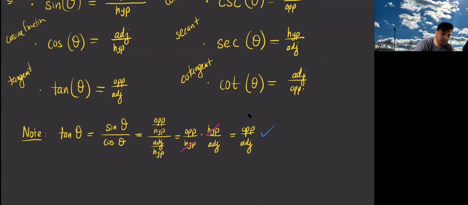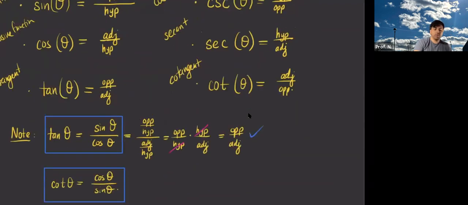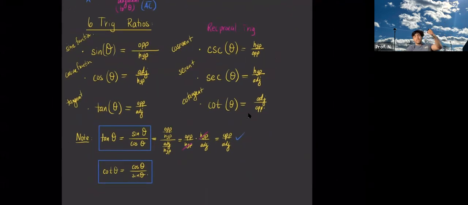So the important thing here is to also notice that tangent is the division of sine and cosine. And in the same vein, cotangent of theta is the reciprocal of tangent. So it's just the opposite, right? It's the flip version of this. So cotangent is cosine over sine theta. So keep that in mind. Essentially what I'm saying is, if I know sine and cosine, I know everything. I know tangent, I know cosecant, I know secant, and I know cotangent.